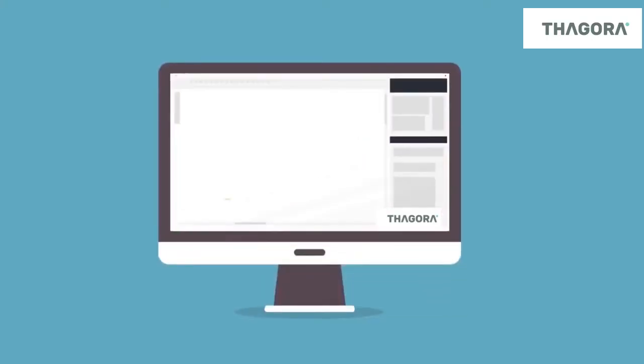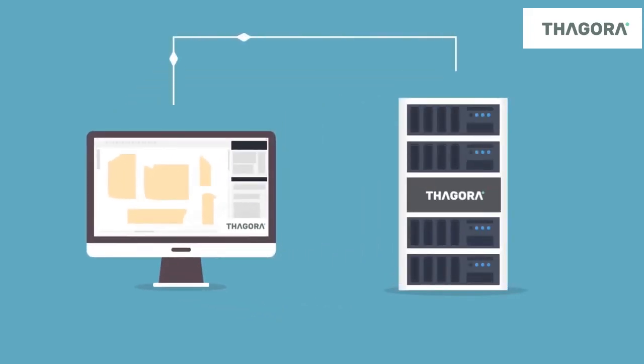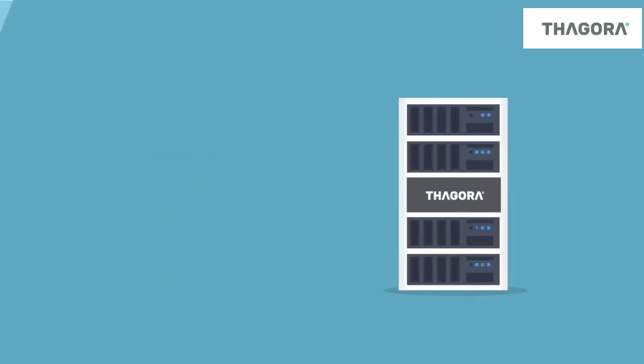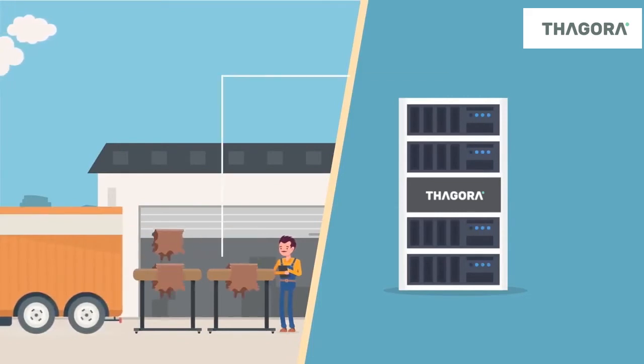Everything starts with the design of the product models in any CAD application, followed by the files being imported in the Thagora database. During the import procedure, the models are automatically checked for geometrical and consistency errors. The leather from the suppliers is received and stored in the warehouse. All the information from suppliers related to the received batches are stored in the Thagora database.